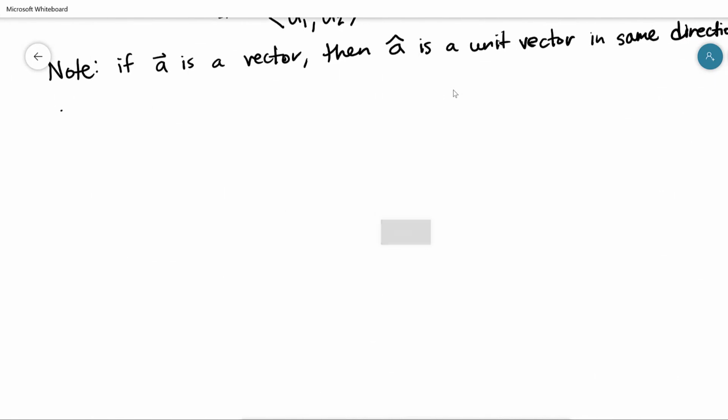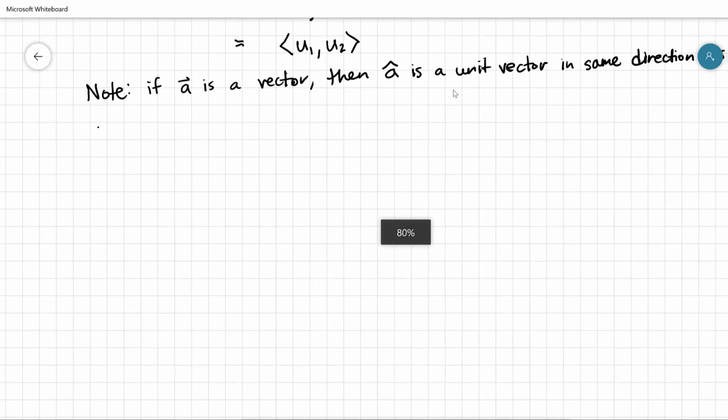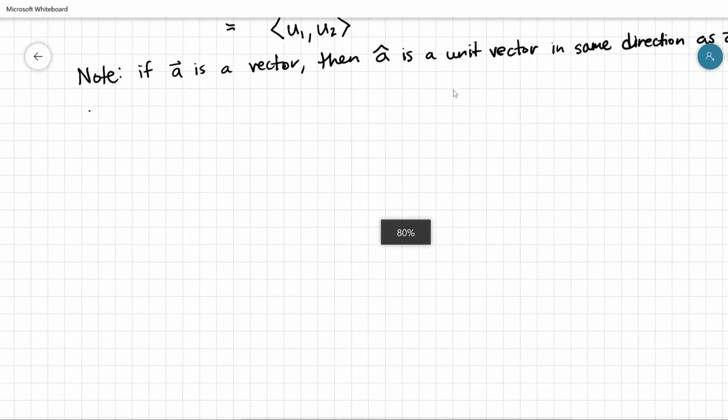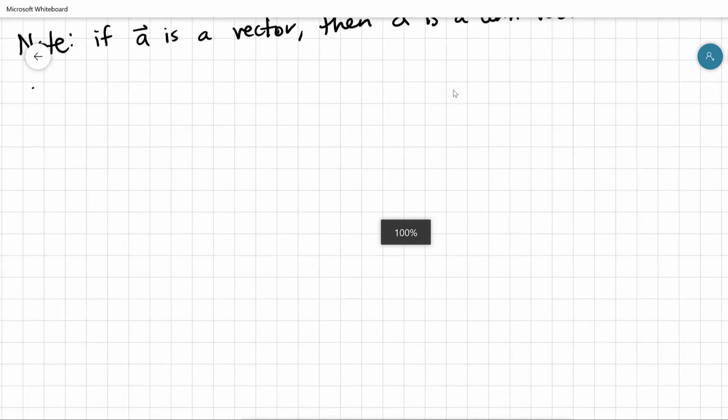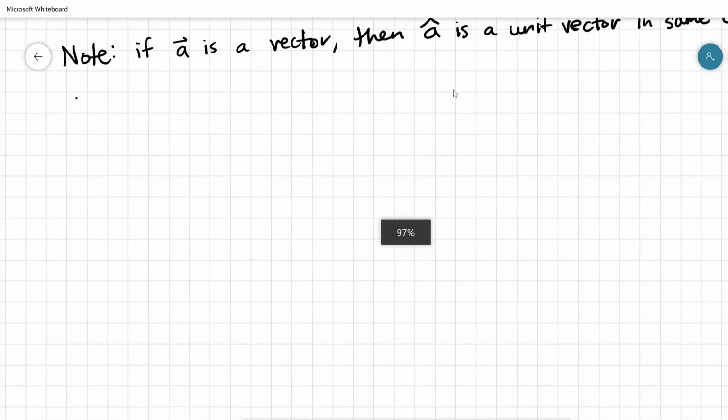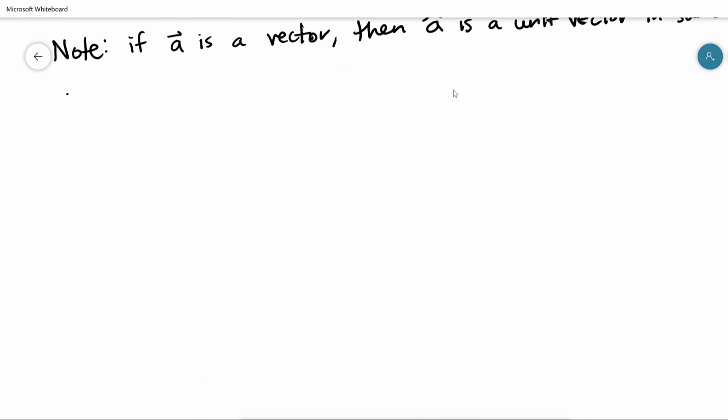Okay, so zoom in a little bit. Yeah, let's get it close to 100%. Okay. So, algebraic operations. Okay.